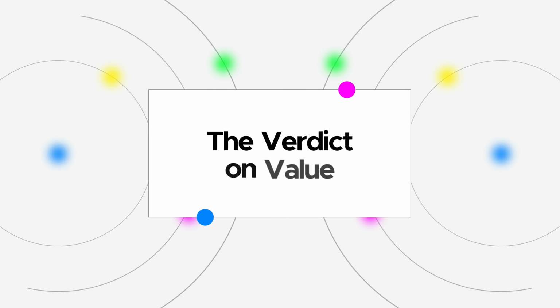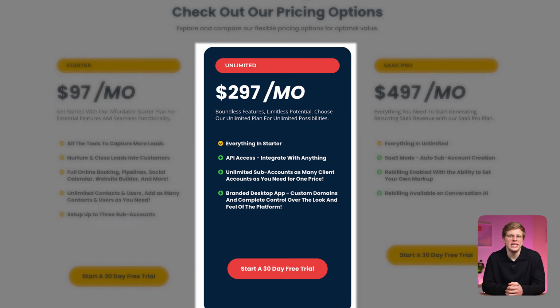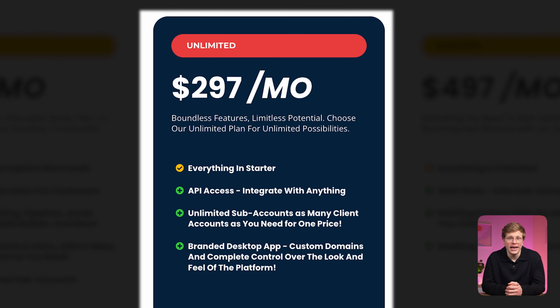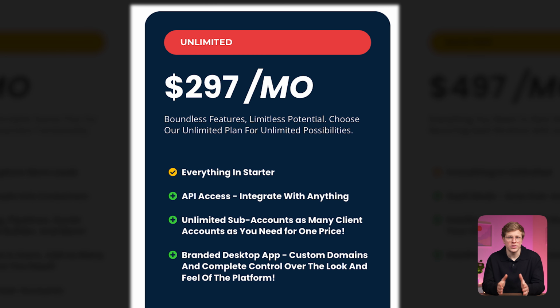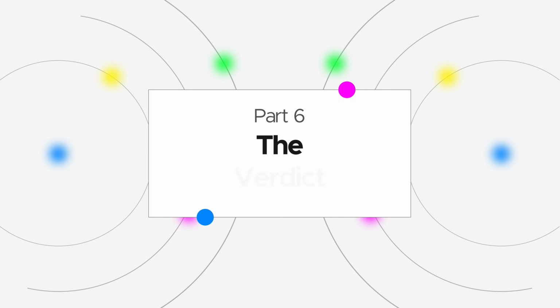The verdict on value. If you are a small agency with 10 clients, a separate stack of tools would cost you over $400 a month just for yourself. With GoHighLevel's $297 unlimited plan, you can host all 10 of those clients in their own sub-accounts for one price. You aren't just saving the integration tax of paying for Zapier, you're turning your software overhead into a legitimate profit center.